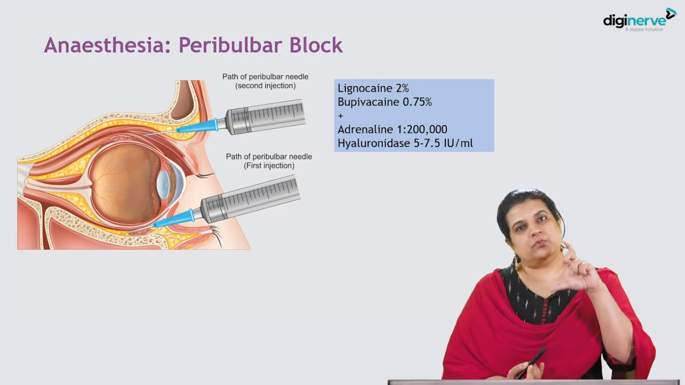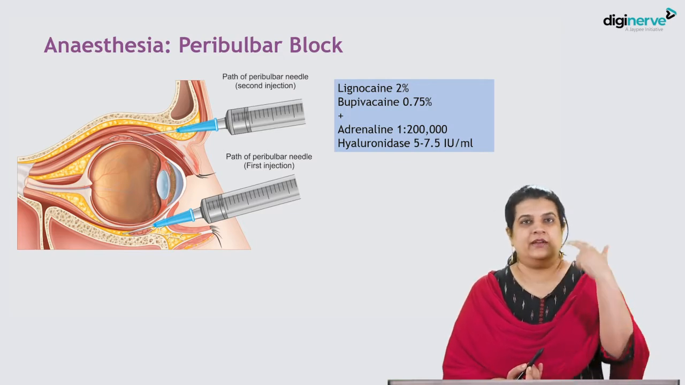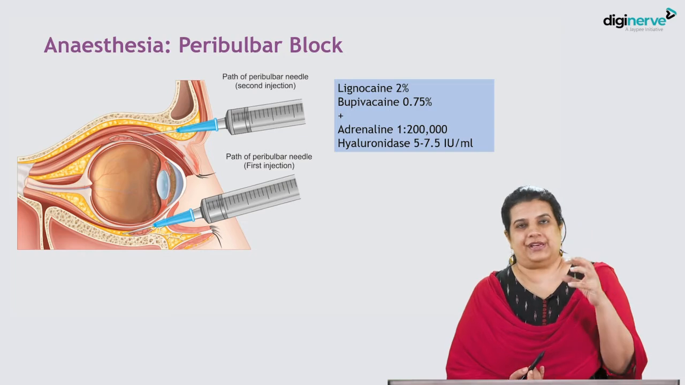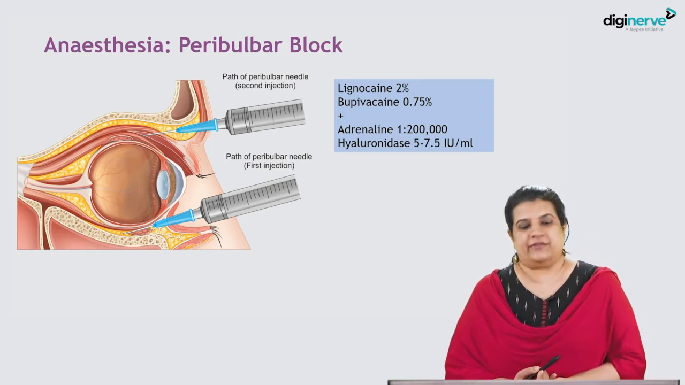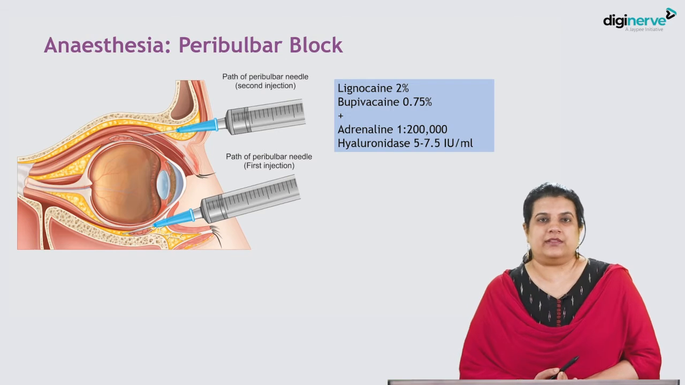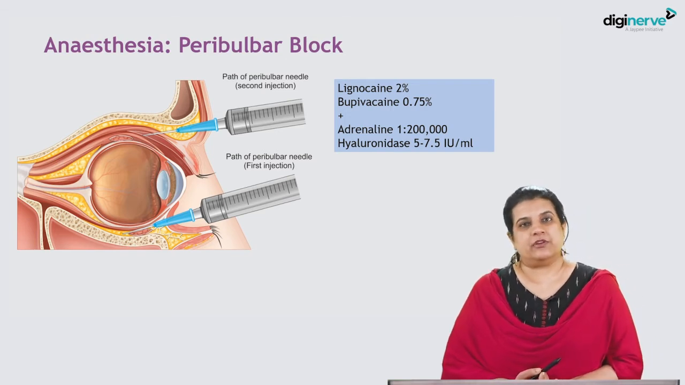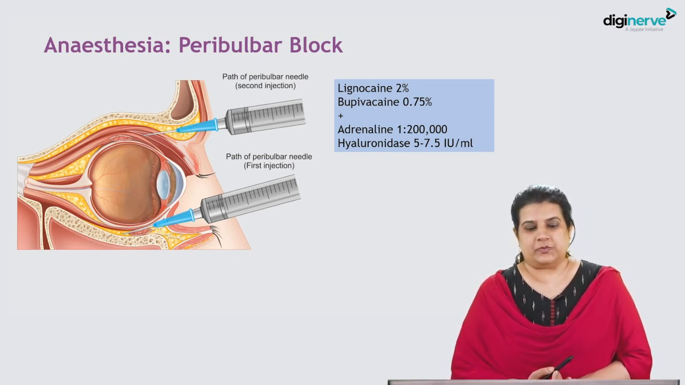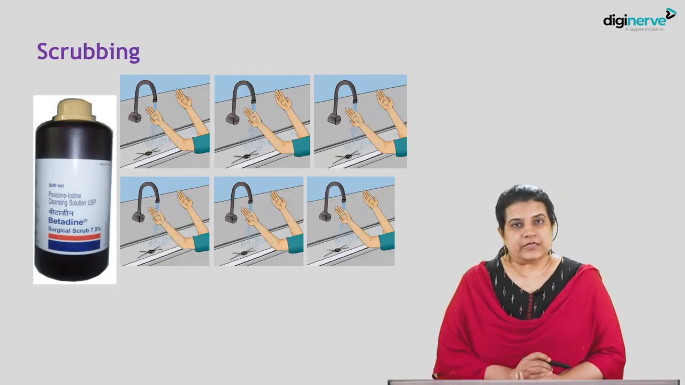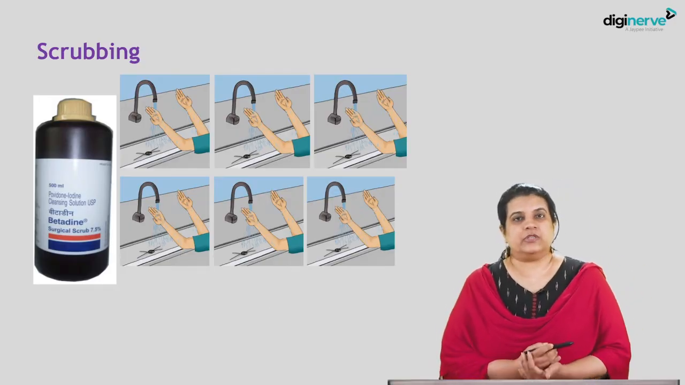You want this mixture that you have made, after you inject it, to spread in the entire area and bring about the desired effect. So you use hyaluronidase. It is used in the quantity of about 5 to 7.5 international units per milliliter. And then you want vasoconstriction, so adrenaline is put in this mixture, 1:200,000.